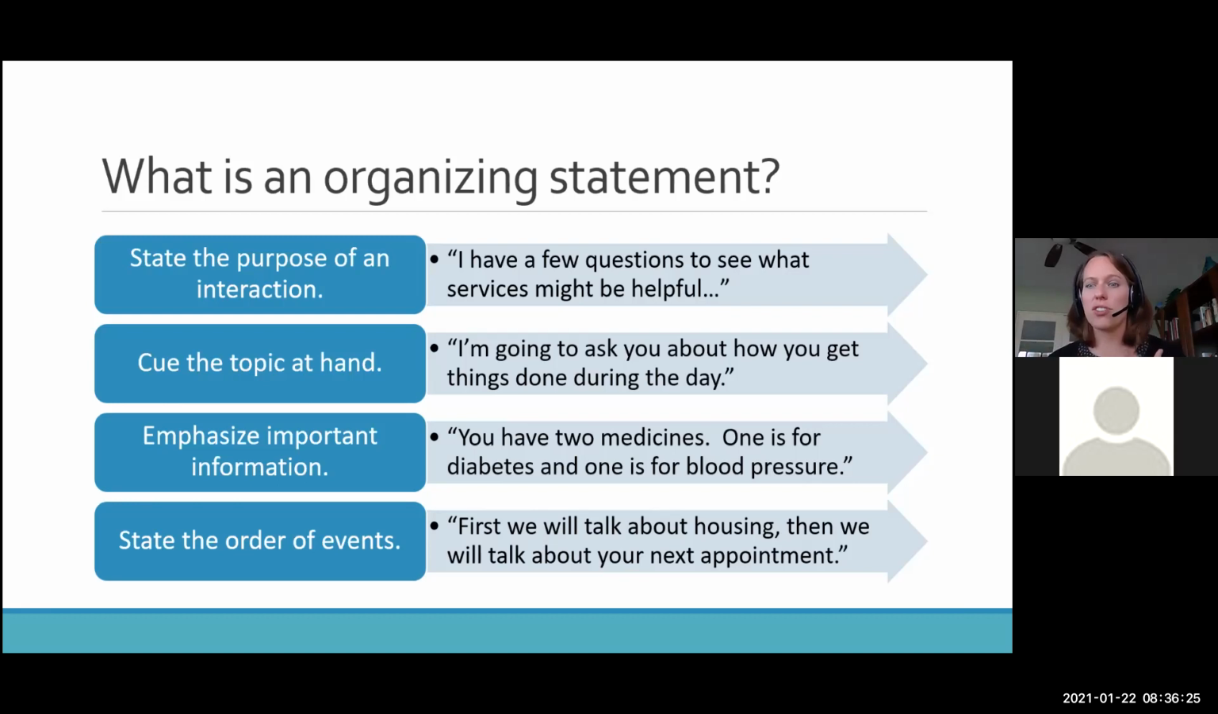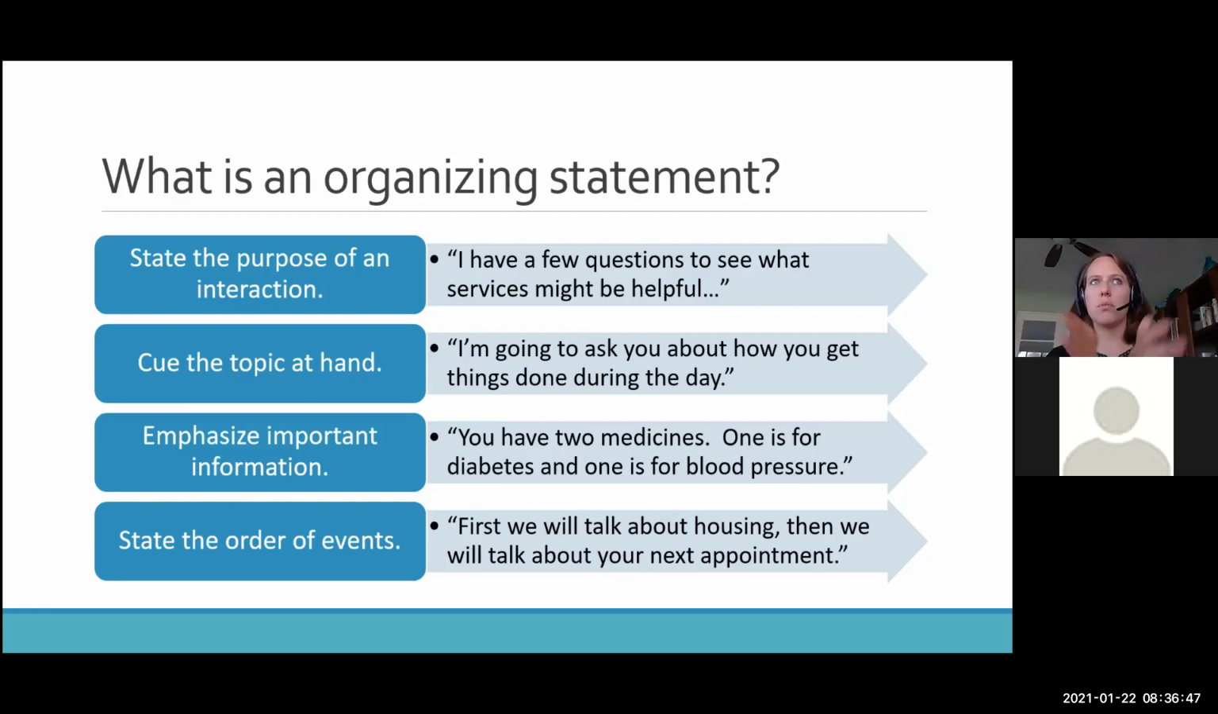If it's a longer session or you're trying to get a few things done, state the order of events, right? Say, okay, first we're going to talk about housing today, and then we're going to get ready for your next appointment. That can be helpful with keeping the conversation on track. If the person starts to derail, you can even write it down and give that visual cue, like, hey, we're still on topic one, let's get this finished so we can jump to the next thing.